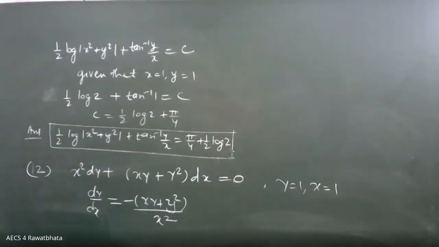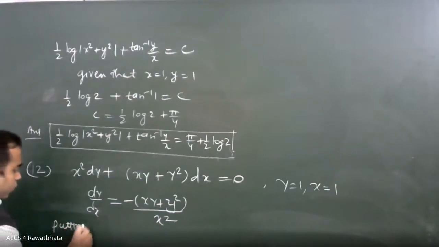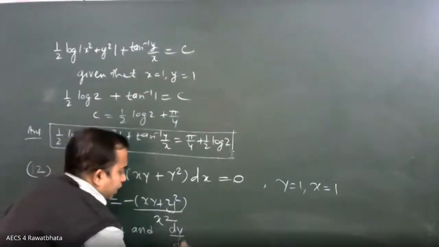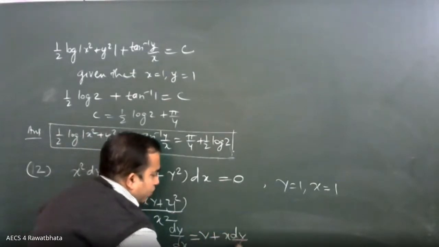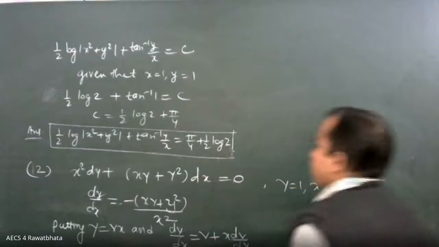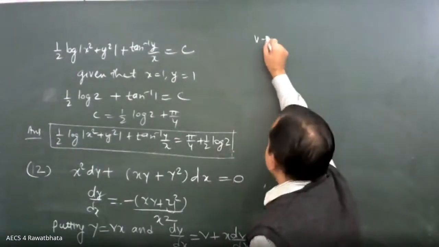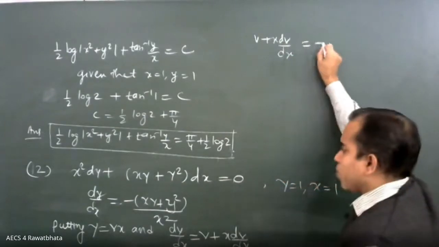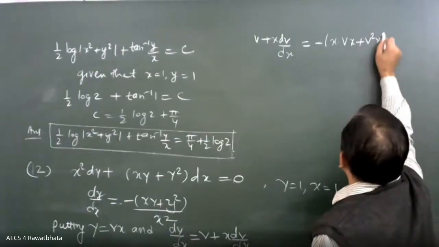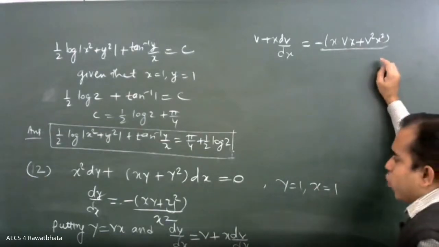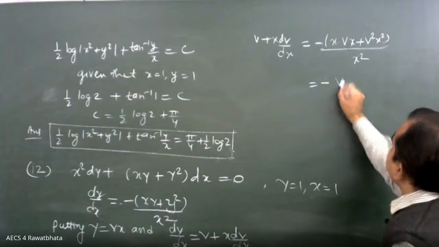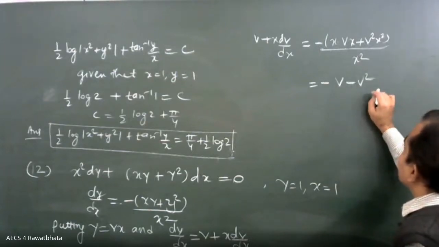Let us substitute, putting y equal to vx and dy upon dx equal to v plus x dv upon dx. So let us make the substitution. This will become v plus x dv upon dx equal to minus x in place of y vx plus v square x square whole upon x square. x square is common and cancelled, and it will remain v minus v, I multiplied inside, minus v square.